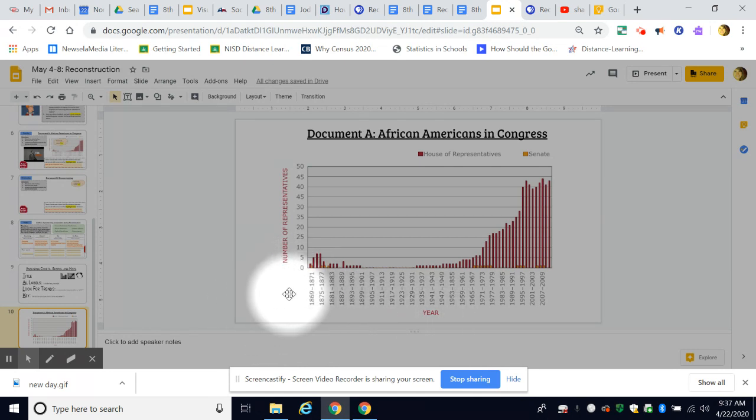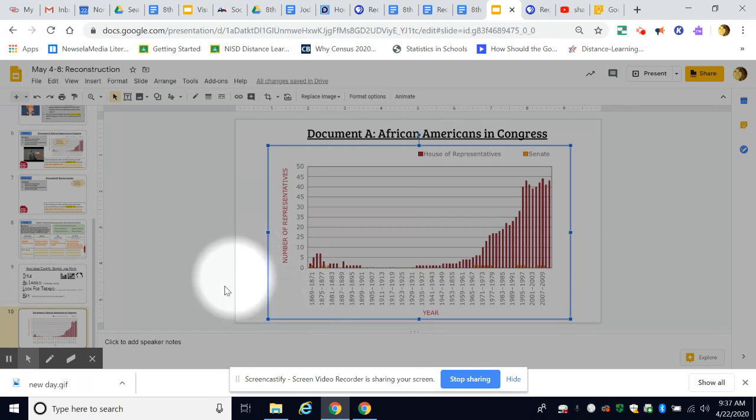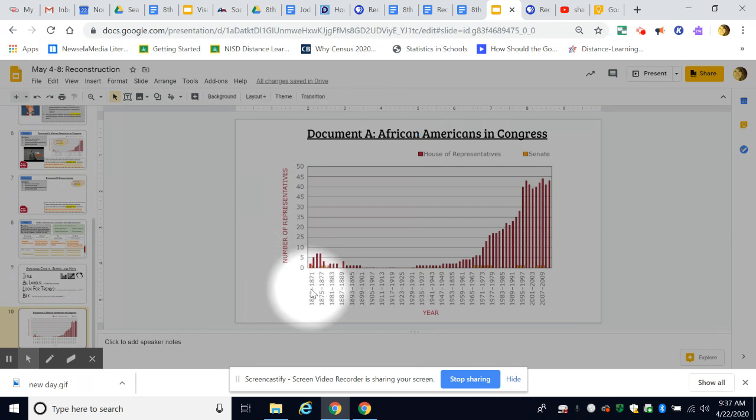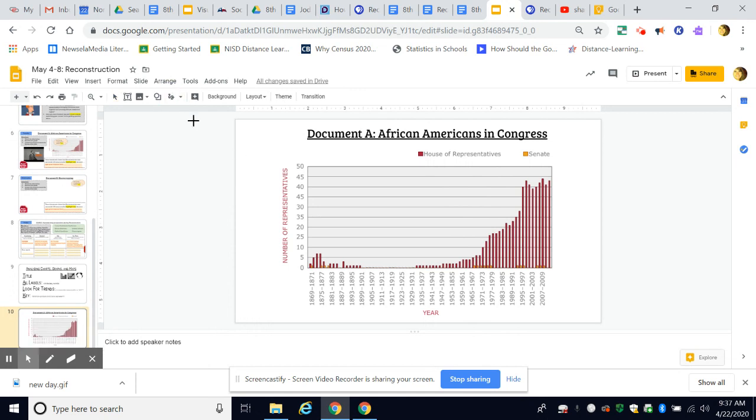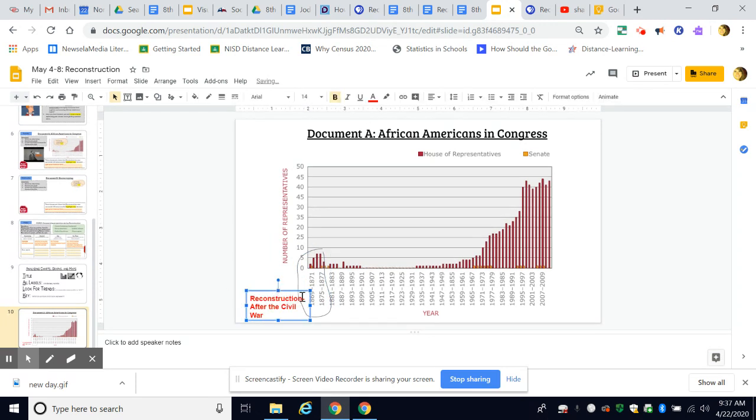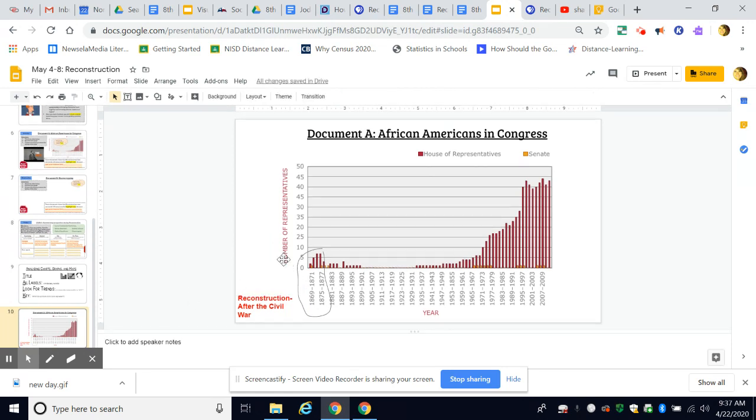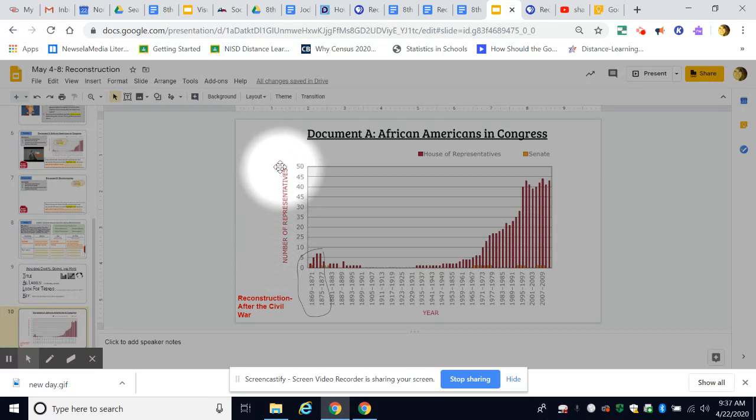And then we can also write something that we know about these years. So if I start all the way on the left-hand side, we see that that time period, those first couple years, would be the actual years of Reconstruction. Okay, so I'm going to, just like I would on paper, circle those years. And I know that that's the time period of Reconstruction after the Civil War. Now we also need to look at the y-axis, which says the number of representatives. So this would be how many African Americans are in Congress those years.